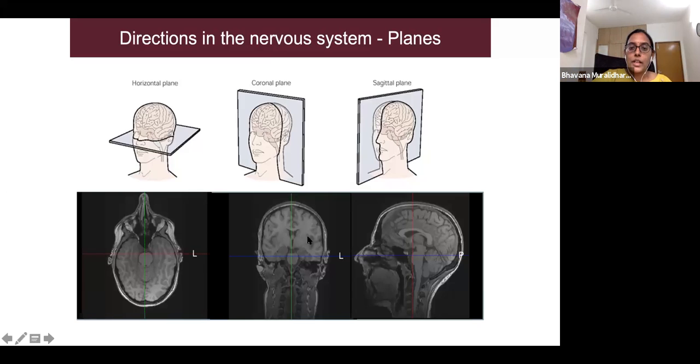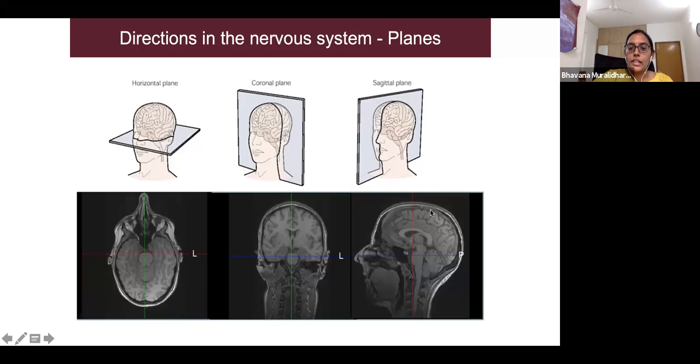If you cut it face-wise, you will see a brain which looks like this, from the back of the brain. You can see the spinal cord, you can see the cerebral cortex as well, and you can see different other structures in the brain. Now, a sagittal plane would be a sideways cut.